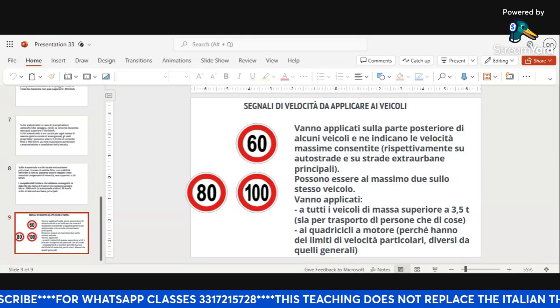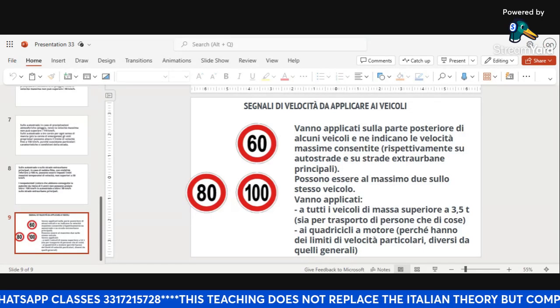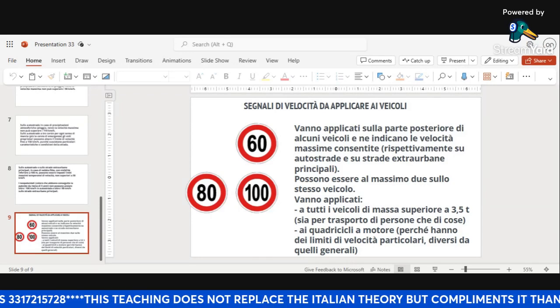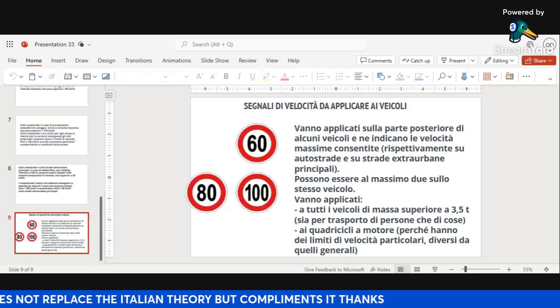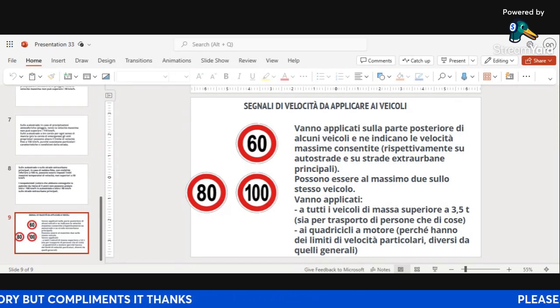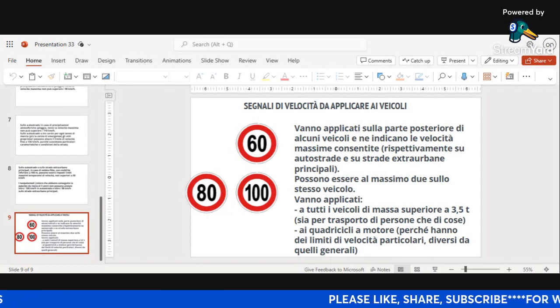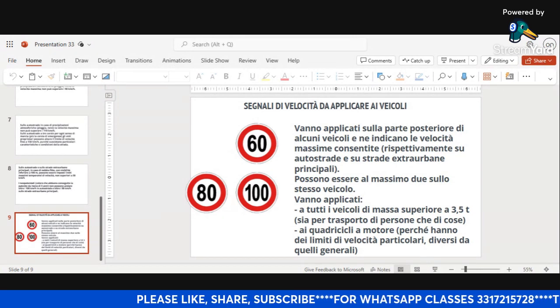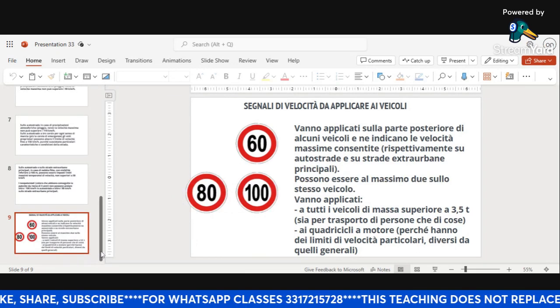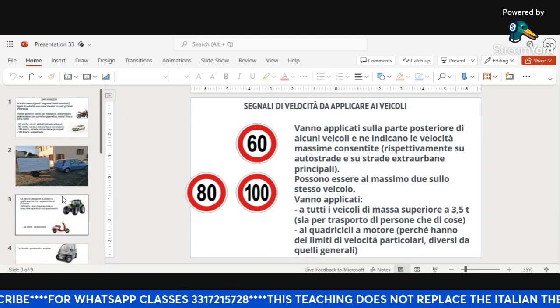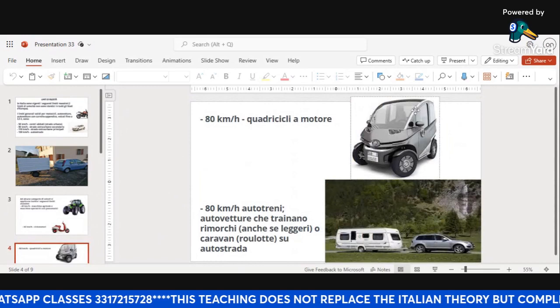Number two, who else must display this particular signal? Ai quadricicli a motore, perché hanno dei limiti di velocità particolari diversi da quelli generali. Quadricicli a motore. These particular vehicles physically place this signal on their vehicle because, as I told you, they have their own different speed limit. Look at this signal very well. I'm going to take you back to quadricicli a motore. Because they have their own speed limits, okay, this is quadricicli a motore.